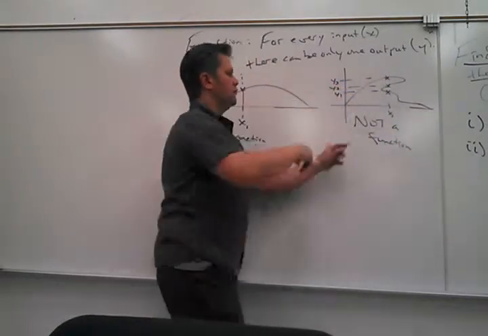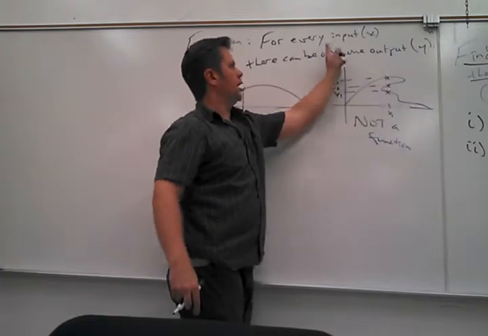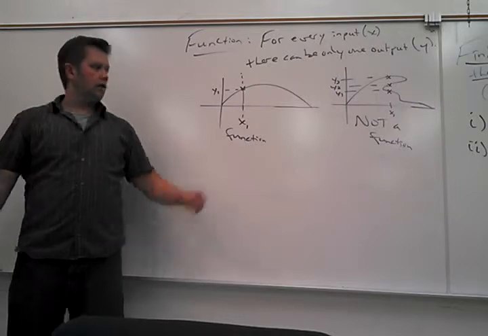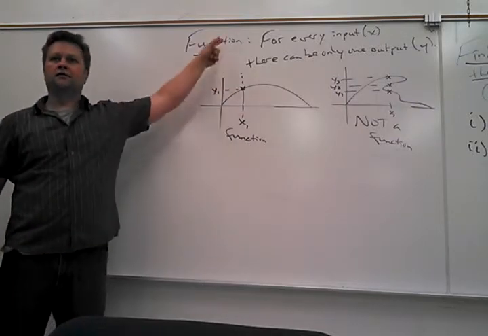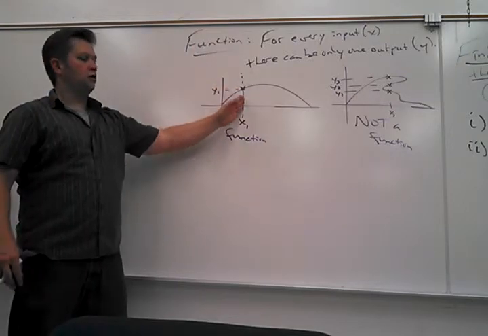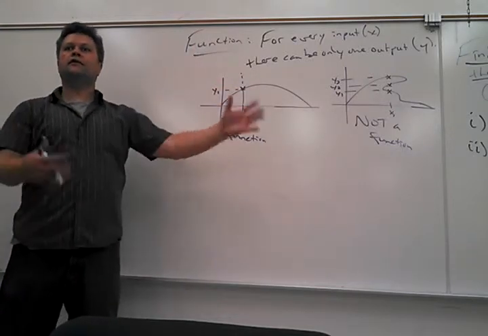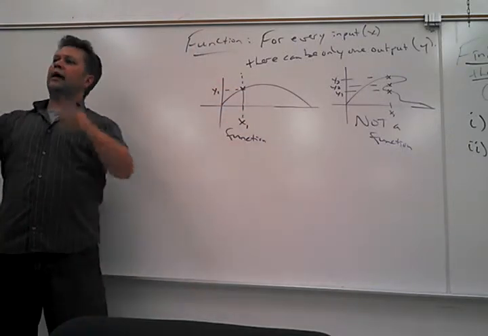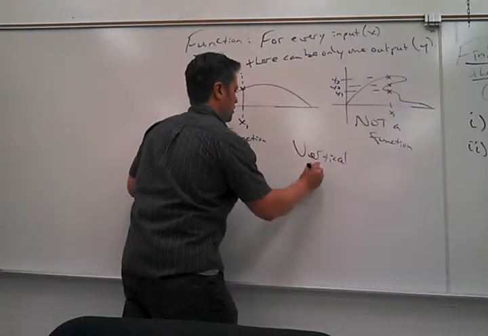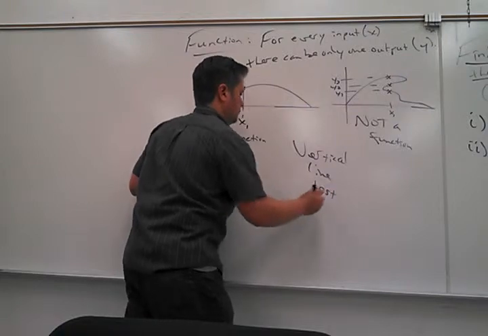And you can see there's a nice visual. For this input, there's more than one output. That's exactly what the definition does not allow. And of course, this is called the what test? Vertical line. Vertical line test. I love it. If any vertical line you can draw goes through more than once, it's not a function. If you can't do that, it is a function. Right? So this is the vertical line test.